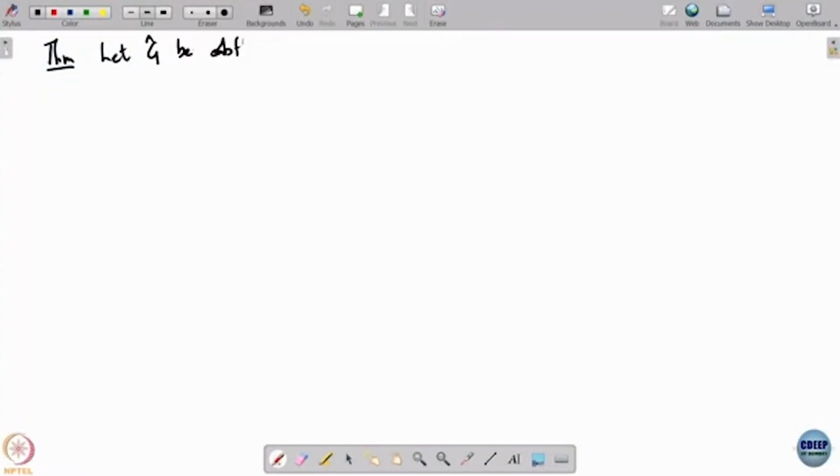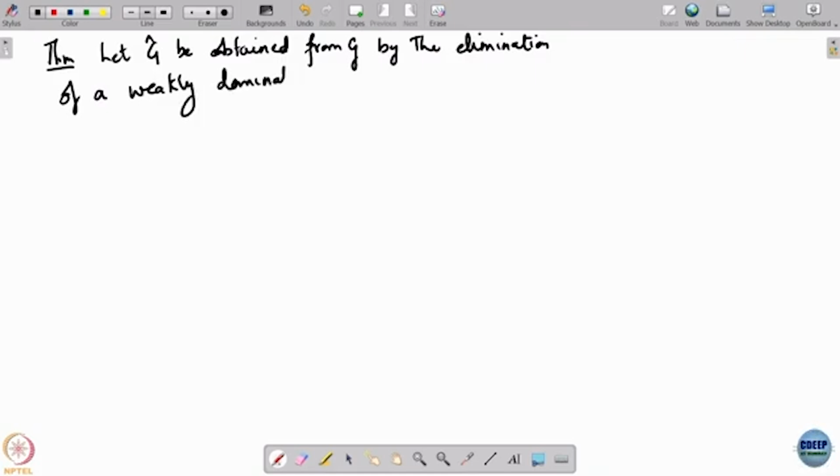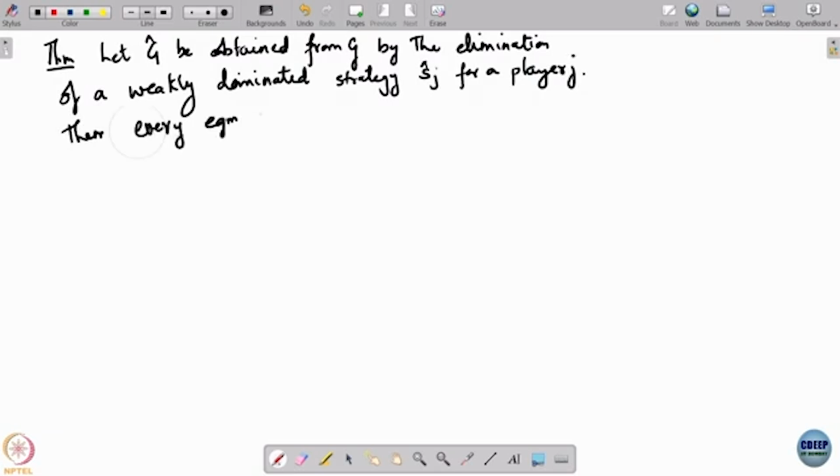Okay, so last time we wrote out this theorem: let G hat be obtained from G by the elimination of a weakly dominated strategy S hat J for a player J. Then every equilibrium of G hat is an equilibrium of G.